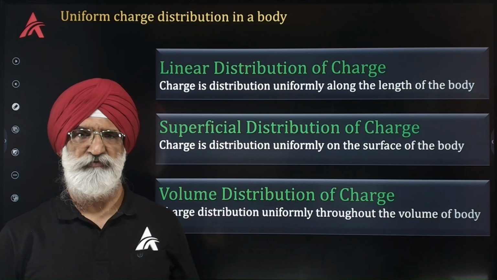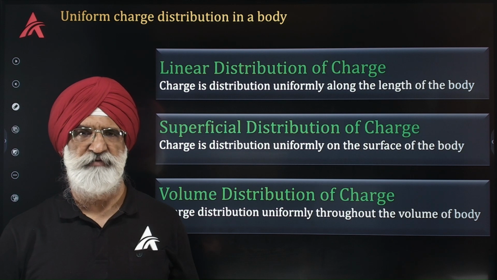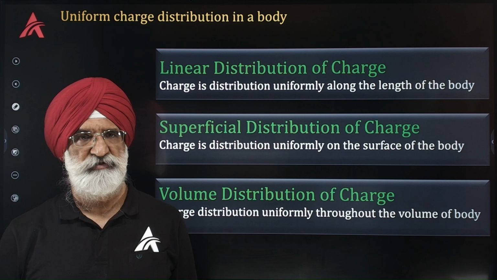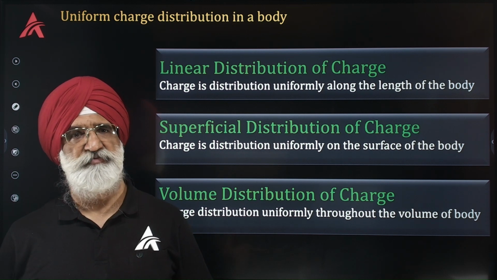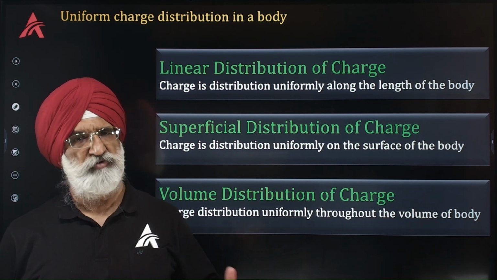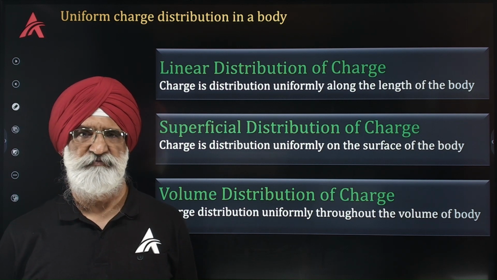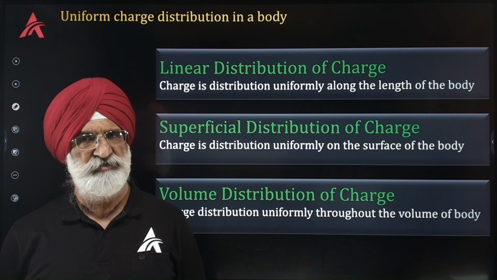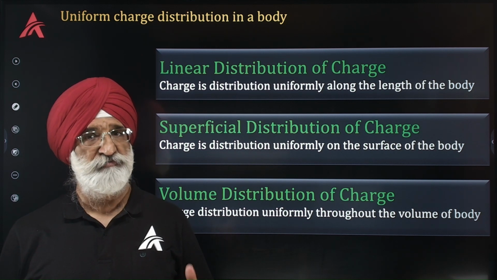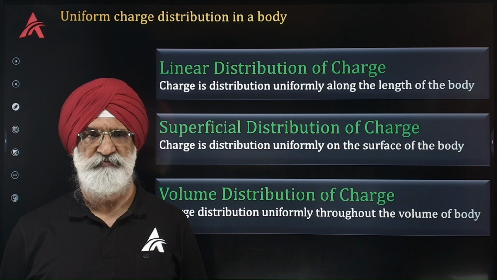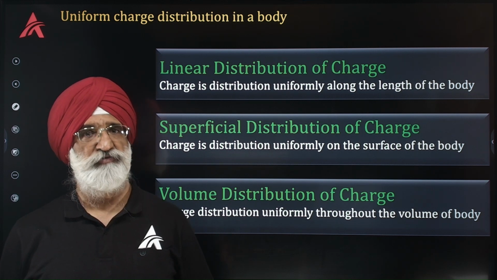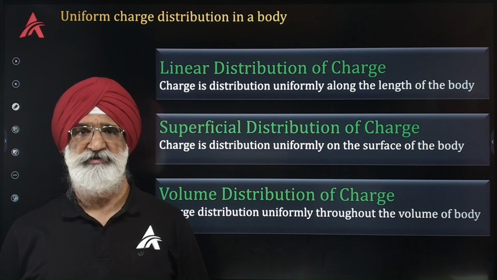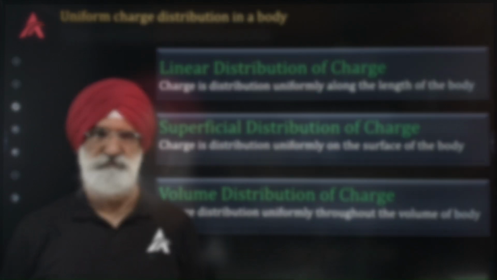When we talk about uniform distribution of charge on a body, there are 3 kinds of distribution of charges. The charges can be distributed uniformly in both conductors and insulators. First, uniform linear distribution of charges. Second, uniform superficial distribution of charges. And third, uniform volume distribution of charges. We'll take up each distribution one by one.